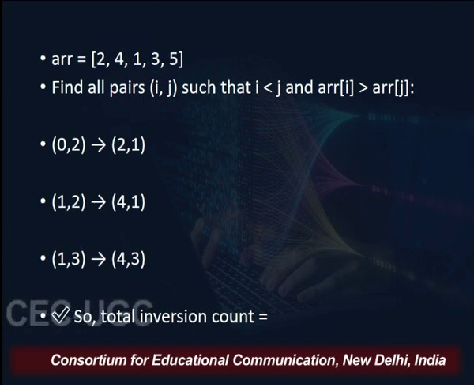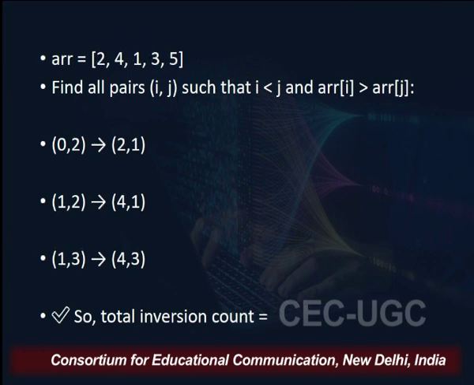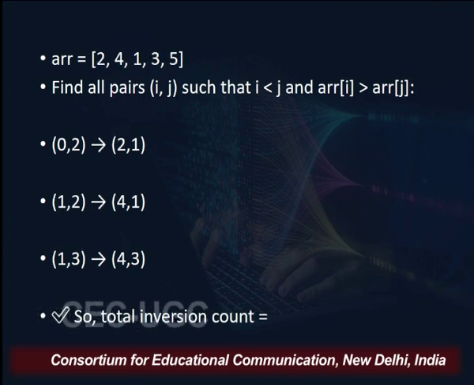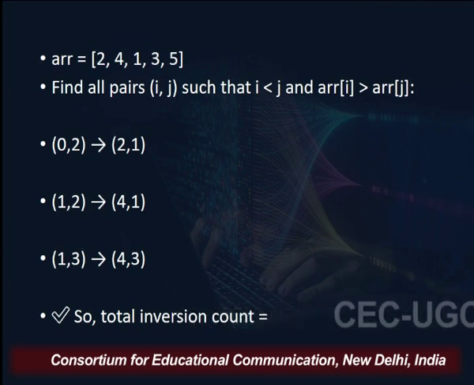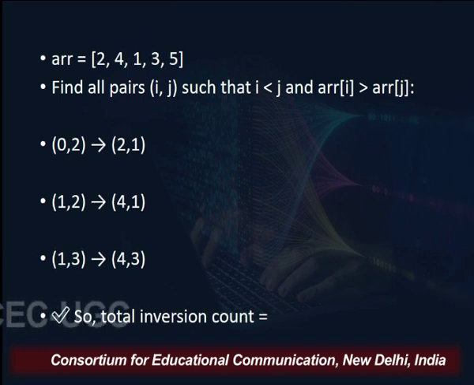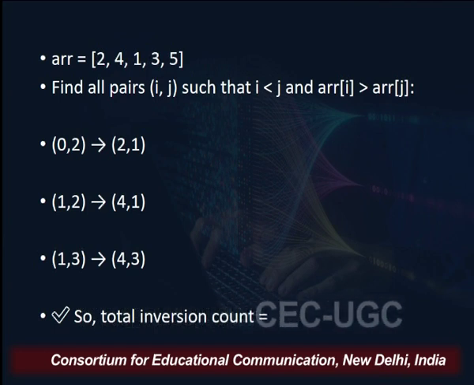Let us look into another example of this inversion count, in which I have taken the total number of elements as 5, and the elements are 2, 4, 1, 3, 5. So, that means there is no linear order, not even reversed. The elements are arranged in a random fashion.